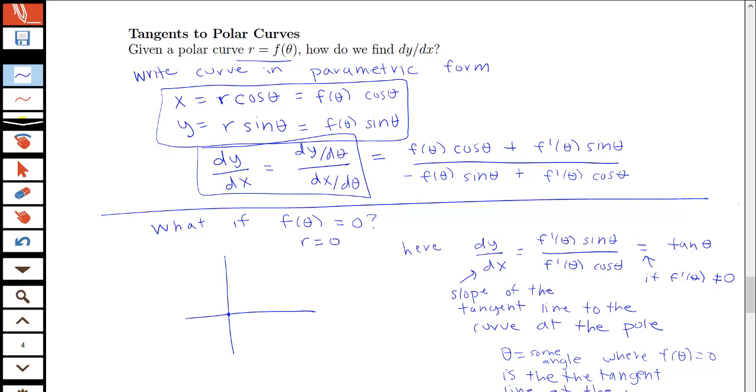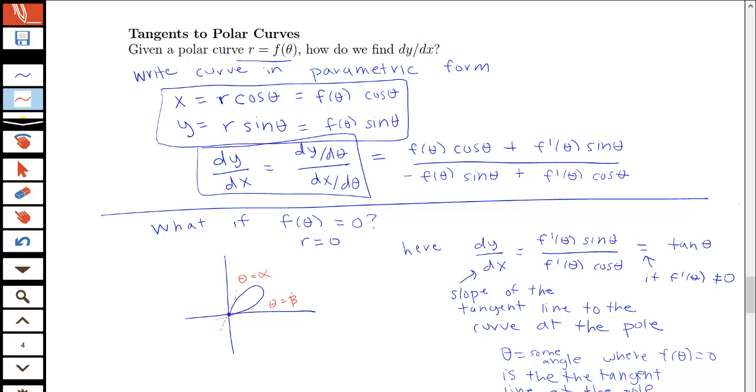at the pole. Okay, so I'm just going to draw a picture to give you one example. Let's say my curve looks like this here. Maybe I have a loop that goes into my pole here. So I would actually have, in this case, these two tangent lines at the pole. Okay, two places where r would be equal to 0, and I'd have theta equals some angle here, let's call it alpha, and theta equals some angle here, let's call it beta, and then tangent of that angle in each case would be the slope of that tangent line.